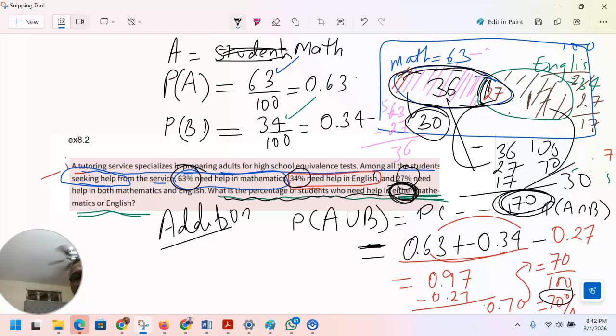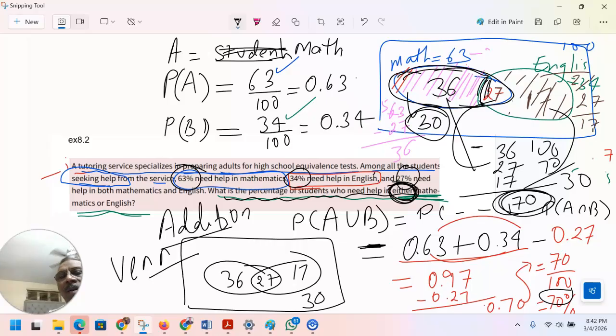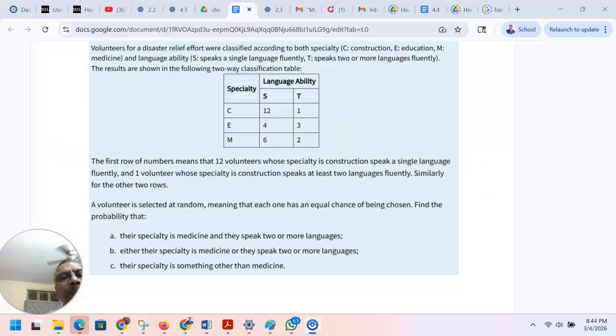So I hope that makes sense. So this was your Venn diagram. So 36, 27 is both, and this is 7 and 30 outside. So that's the beautiful understanding of Venn diagram. Using a Venn diagram helps to know the visuals. Let's move to the next part.